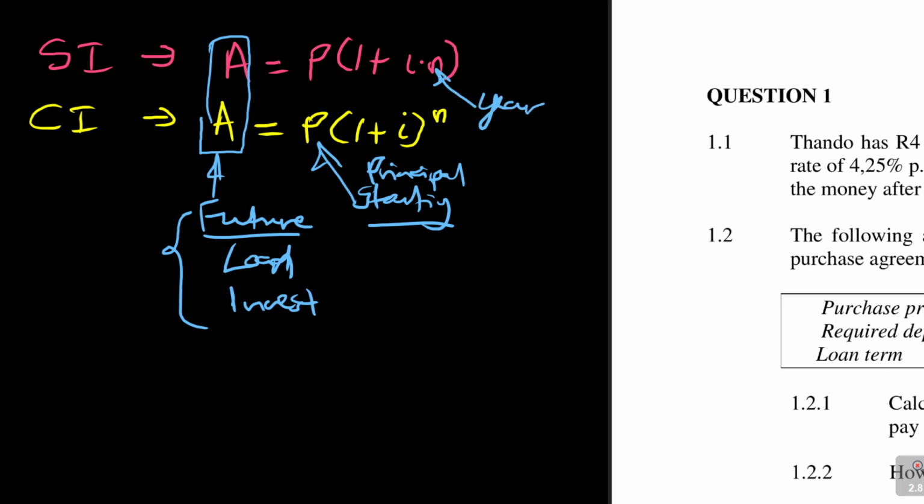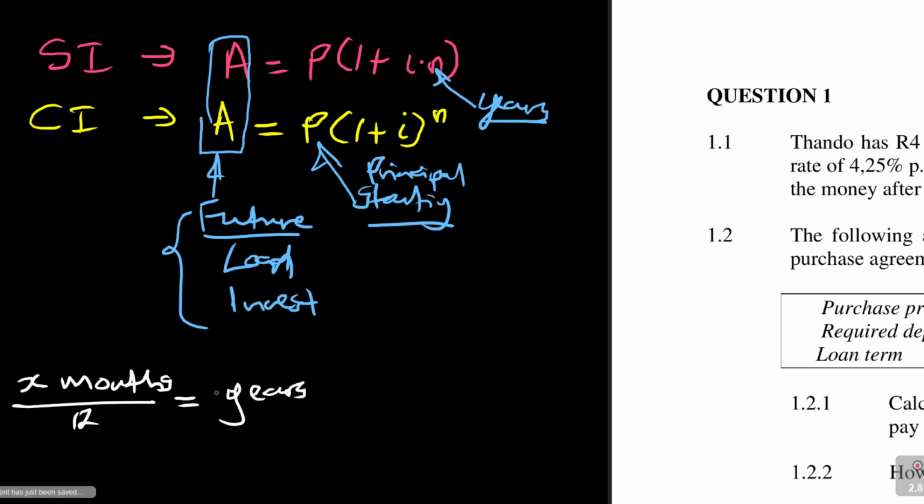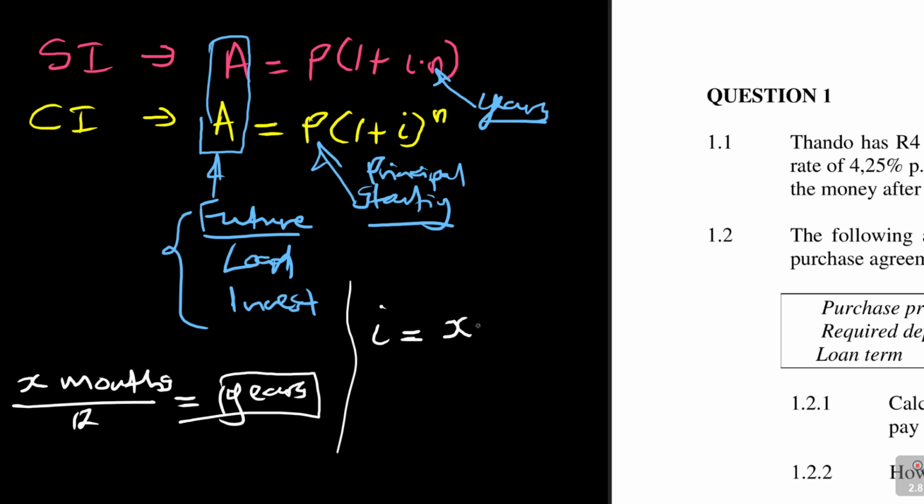Don't forget, what is very important is the number of years, and when they give you months, you must remember to say X months, whatever months they give you, you divide that by 12. You must convert it to, let's say, Y number of years. This is how you convert that to years. So you divide by 12. And the interest, when they give you an interest as a percentage, so it will be your X percent, you divide that by 100.